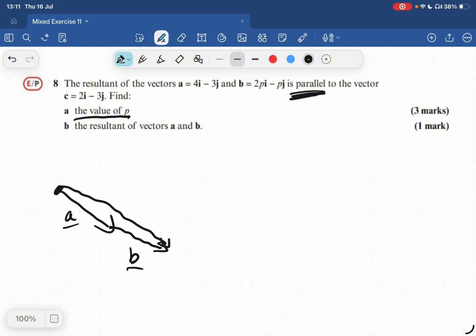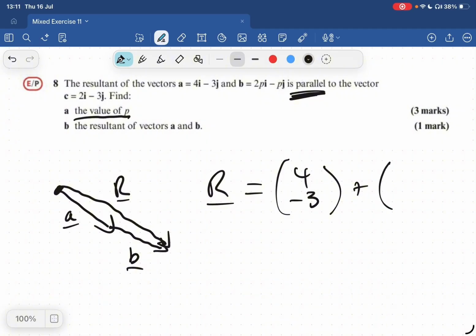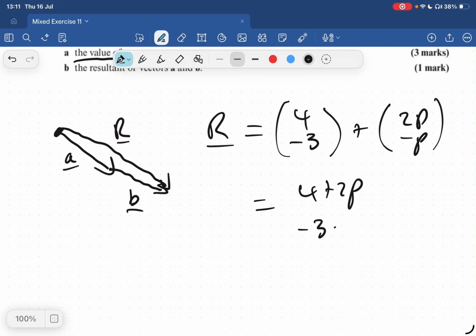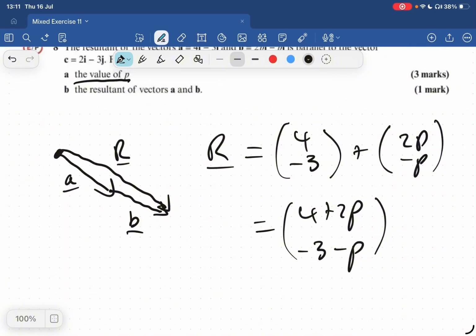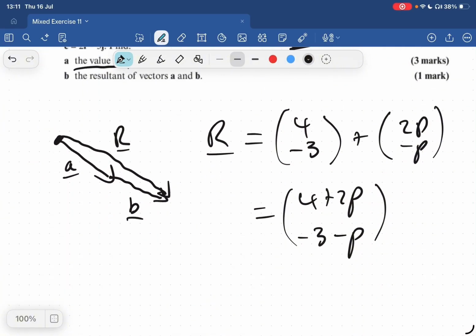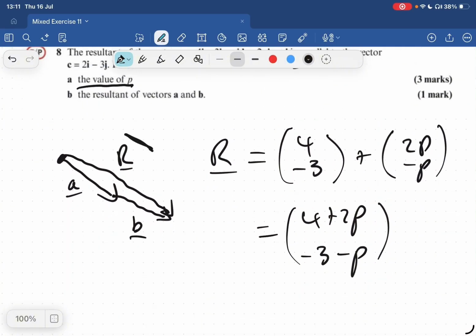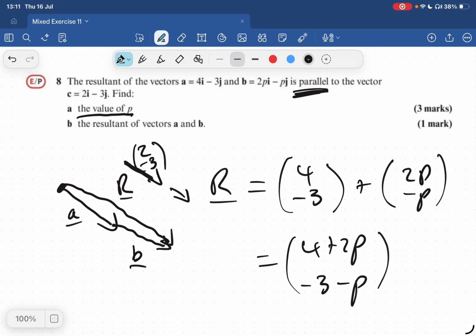Okay, so our resultant vector R will take the shortest route possible. R is just going to be these two added together, (2p, -p). Make sure to have this negative p there. So (4 + 2p, -3 - p). Okay, so this is our resultant vector, but this resultant vector is parallel to C. And just a little sanity check, (2, -3) would be going in this direction, so that is perfect.